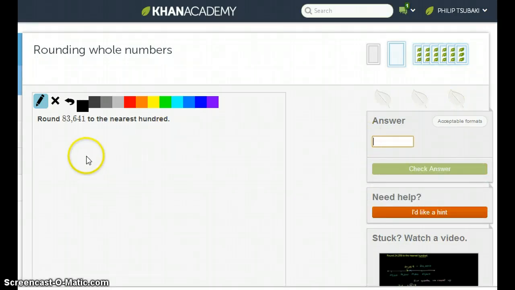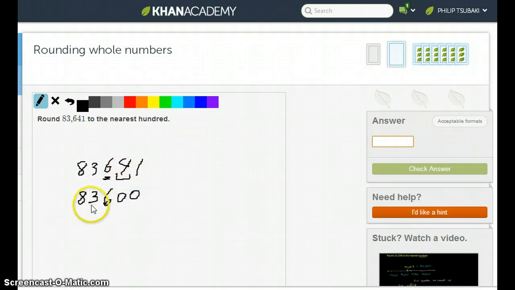All right, now we have 83,641, and we're going to round to the nearest hundred. So we look at the next digit to see if the 6 is going to stay 6 or change to 7. Well, 4 is less than 5, so the 6 is going to stay 6, not go to 7. The left digits are going to stay the same, and the right digits are going to change to 0. Remember that the only reason the left digits would change is if you were changing a 9 to a 0, and then that would start affecting the left digits. So the answer is 83,600.